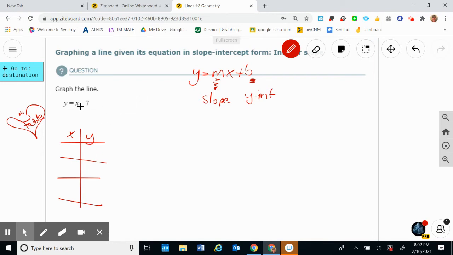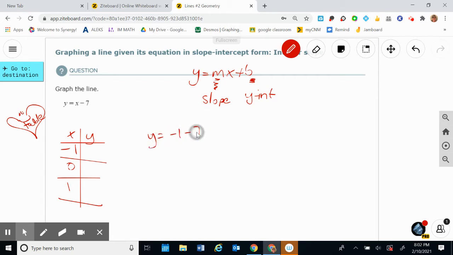All right. So we're going to pick values for x. It doesn't matter what you pick. I'm going to pick -1, 0, and 1 because those are my personal favorites. Okay. And then we're going to plug them in. Again, you can draw the table so you do the math in the table. I'm just going to do it right here.